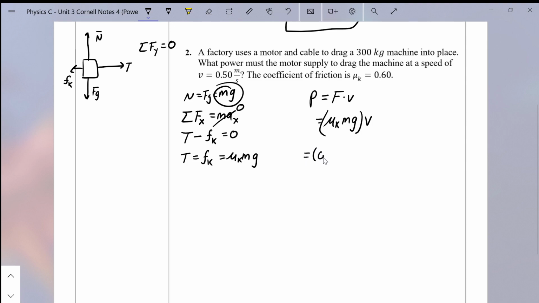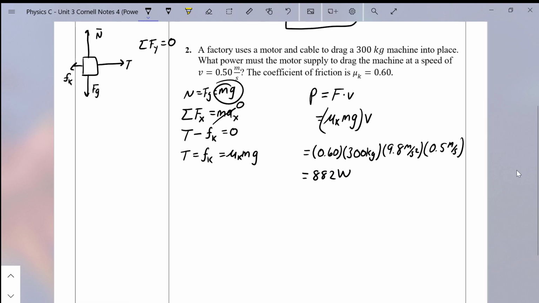Plugging in some numbers, I get 0.60 as my mu k. My mass is 300 kilograms. And my g constant is a positive 9.8 meters per second squared. And of course, that velocity of 0.5 meters per second. All right, if I plug this all into a calculator, the result I get is something about 882 watts.